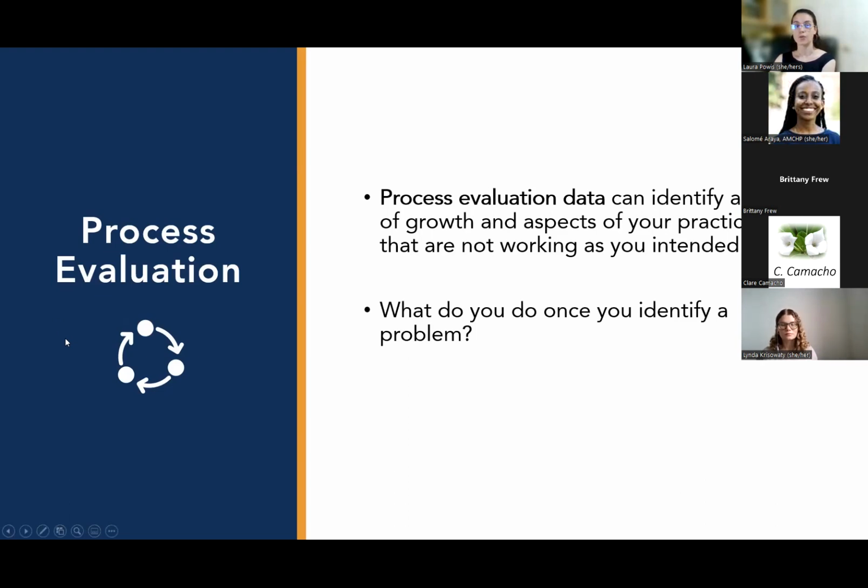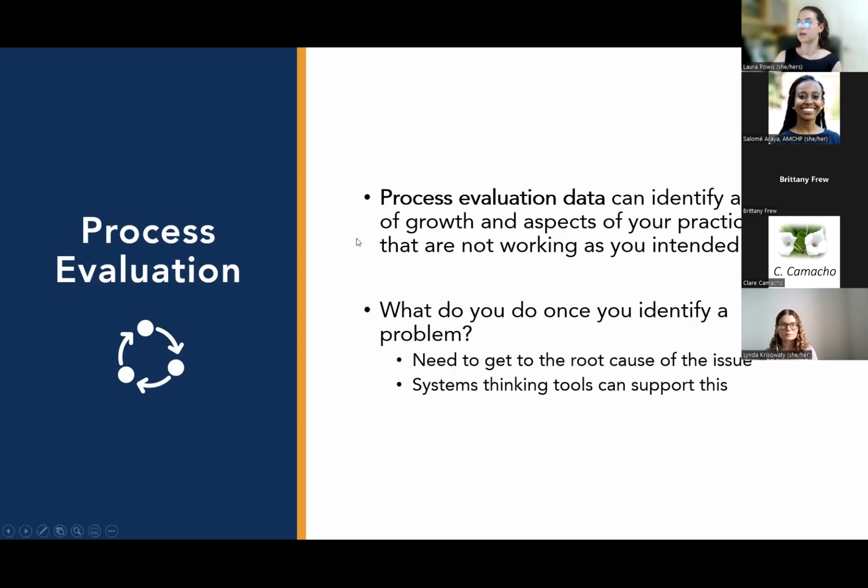And so looking at our process evaluation data, you might identify a challenge or a problem, something that isn't working as you intended. And so what do you do from that, right? You've done all this work, you've gathered this evaluation data, but how do you translate that into change? And so that's really the process that we're going to be talking about today, what you do once you identify a problem.